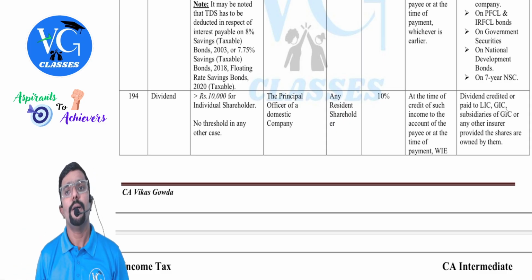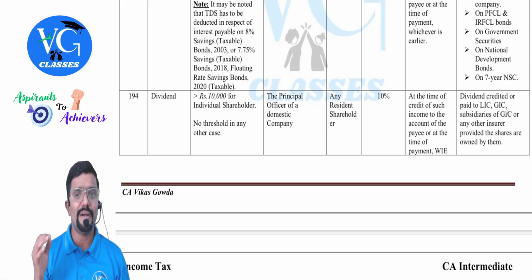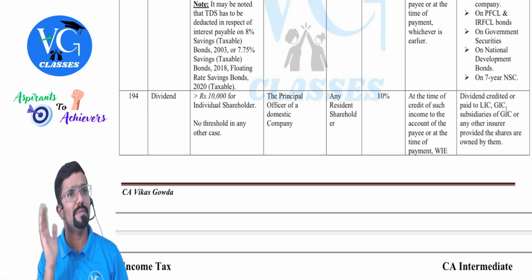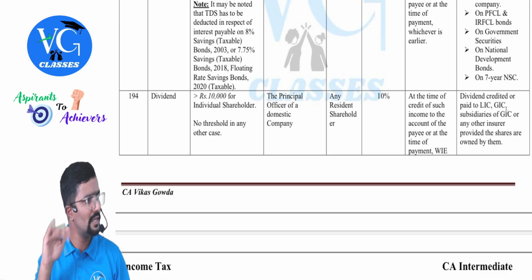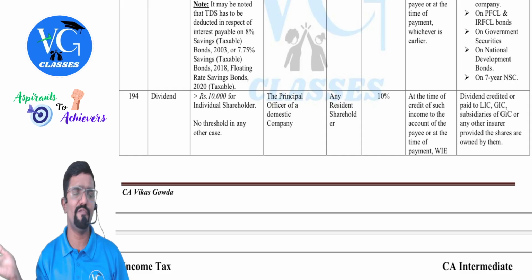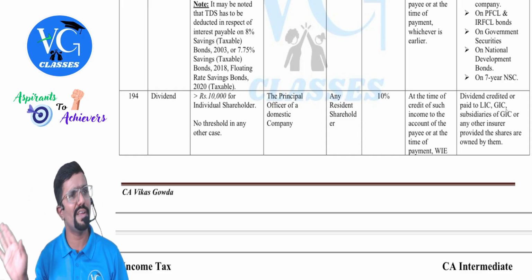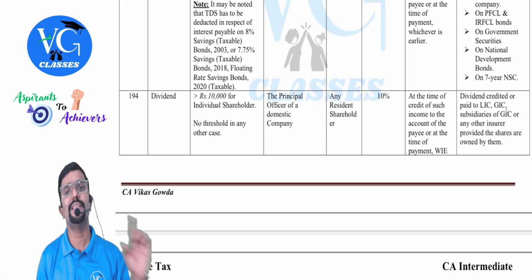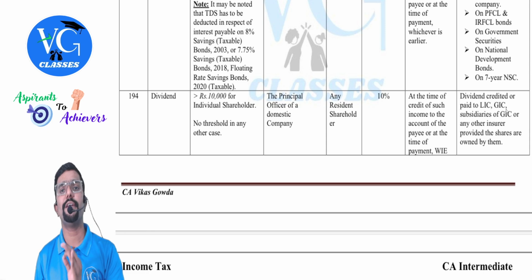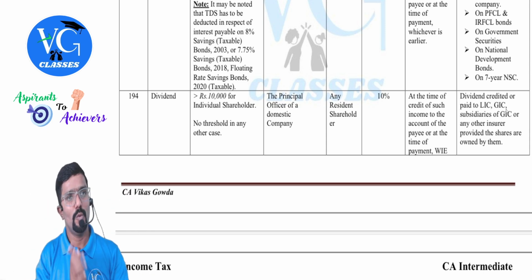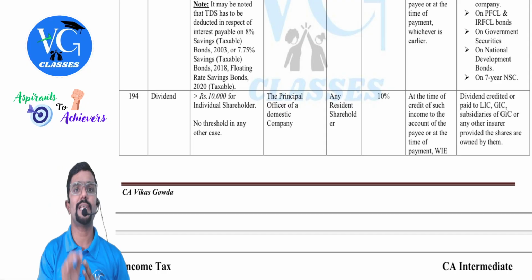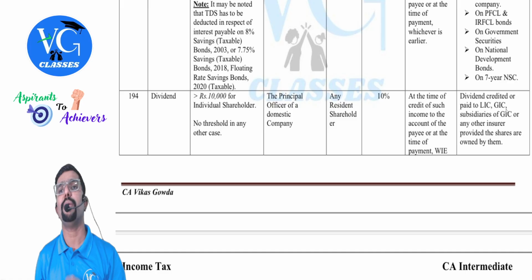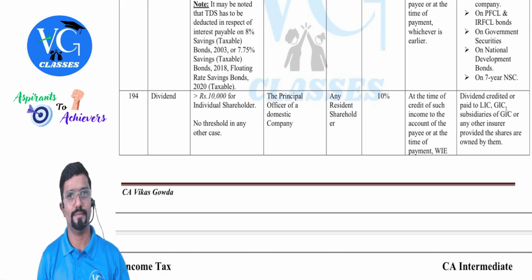Then who should be the payee? The shareholder, but a resident shareholder. It can be an individual. Guys, don't believe that shareholder means only an individual. No. Even companies can invest in other companies. Partnership firm can invest. AOP can invest. BOI can invest. Anyone can invest in companies. Okay, but they should be resident. What is the rate of TDS? 10%. When does TDS have to be deducted? At the time of credit to the account of the shareholder or at the time of payment, whichever is earlier.